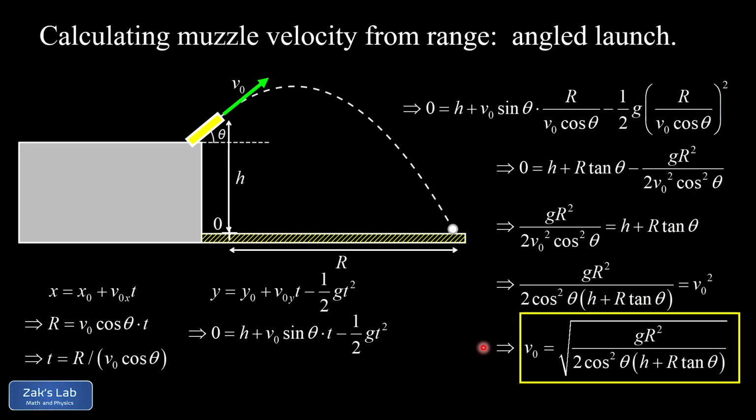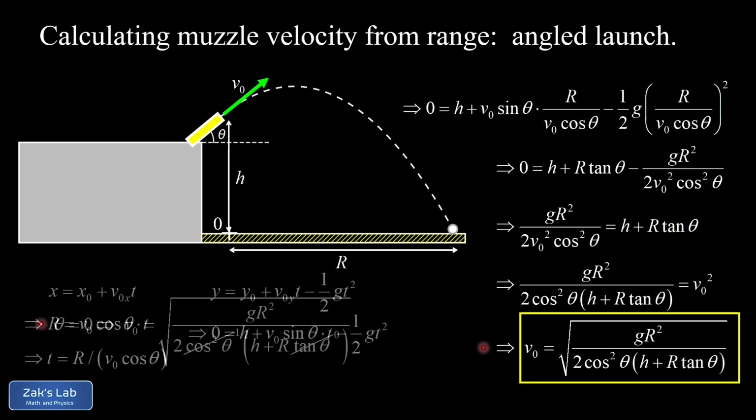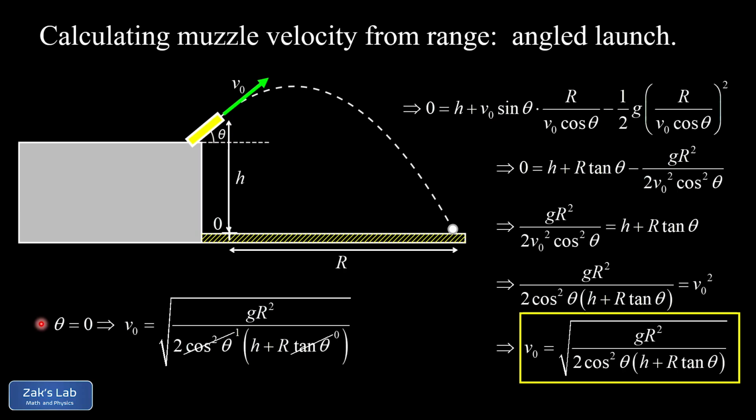And we should at this point verify that we retrieve the formula for the muzzle speed of a horizontal launch when we plug in an angle of 0. So checking that real quick, we plug in theta equals 0. And notice, because the cosine of 0 is 1, that term is going to vanish in the denominator. And then the tangent of 0 is 0, so the r tangent theta term is gone. That means in the denominator, all that survives is a 2h.